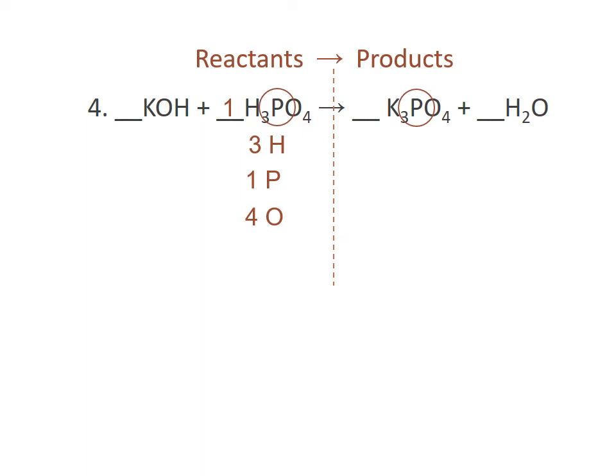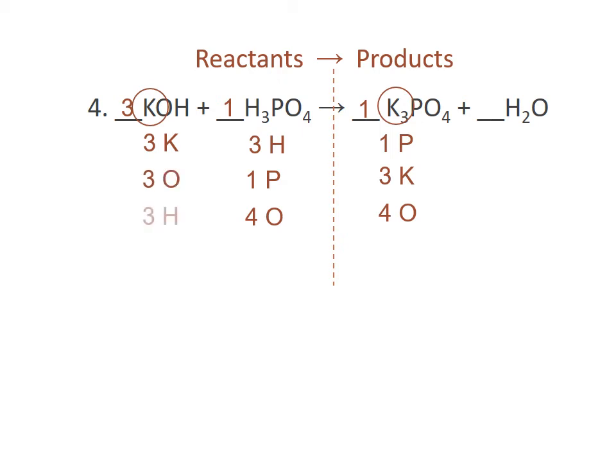I have 1 P on the left-hand side. That means I will have to have 1 P on the right-hand side. In order to get 1 phosphorus, I will place a 1 in front of the formula. That gives me 3 potassium now and 4 oxygen. Now, I'm going to balance out the potassiums. I have 3 potassiums on the right-hand side. That means I will need 3 potassiums on the left-hand side. To get 3 Ks on the left, I will place a 3 in front of the KOH. When I do that, that will give me 3 oxygen and 3 hydrogen in that formula.